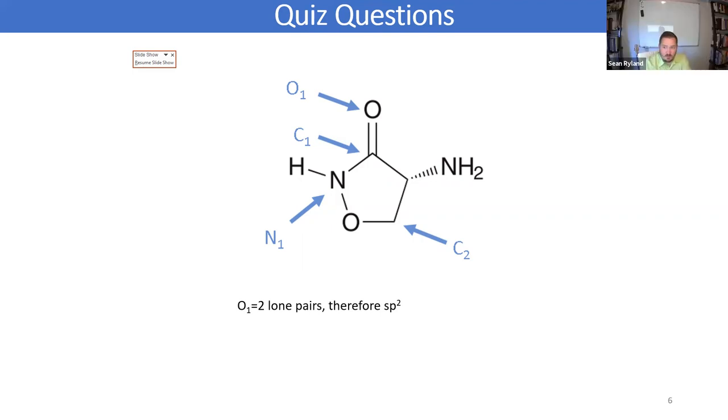Right, and carbon, we're going to follow the exact same thing. For carbon 1, we can see all of the bonds. So we've got 2 sigma bonds to either side, then you've got a sigma and a pi bond to the oxygen. So 3 electron groups, 1 pi bond. So it's going to also be sp2.